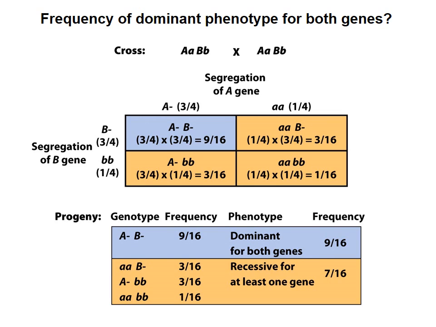9/16. Dominant phenotype. Where else did we see this 9/16? On the Punnett square. What was the ratio? 9, 3, 3, 1. Okay, so let's go here, doing the same thing. Probability of getting little a, 1/4, right? Probability of getting a big B, whatever, 3/4.